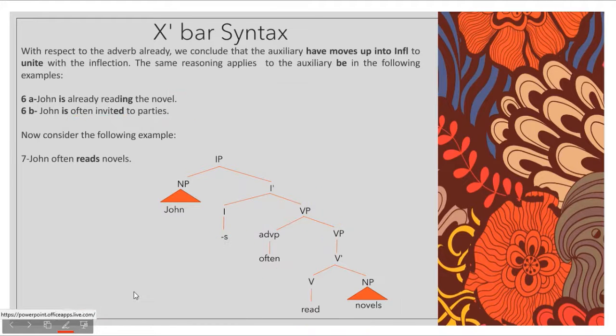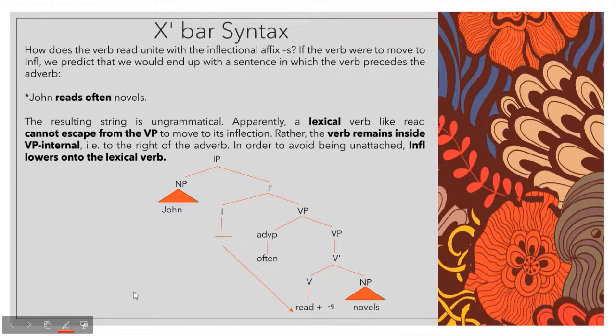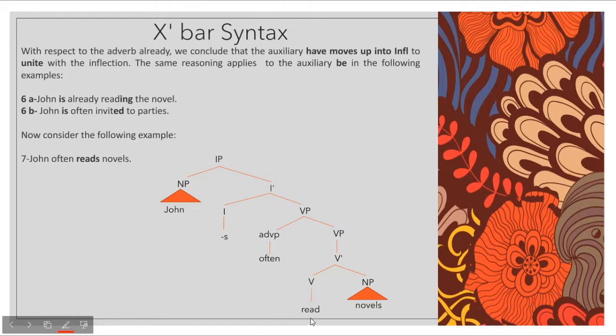what is going to happen? How does the verb read unite with the inflectional affix s? If the verb were to move to Infl, we predict that we would end up with a sentence in which the verb precedes the adverb. That is, if we say that the verb must go up to the inflection, that is, read, as we did in the other example, it is the one that goes up here, we will get John reads often novels.